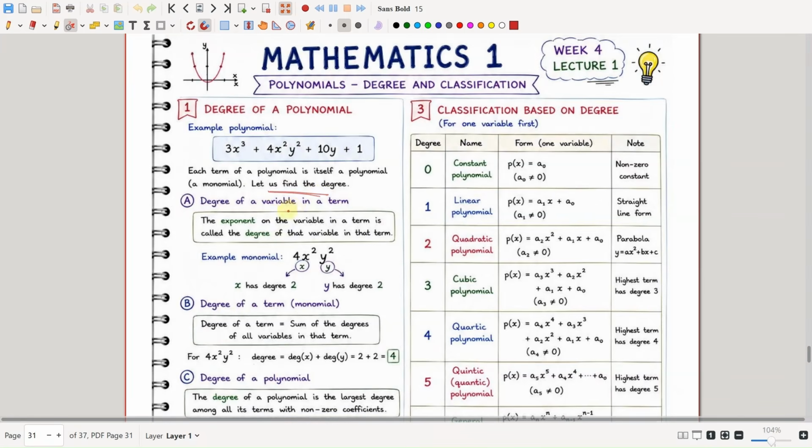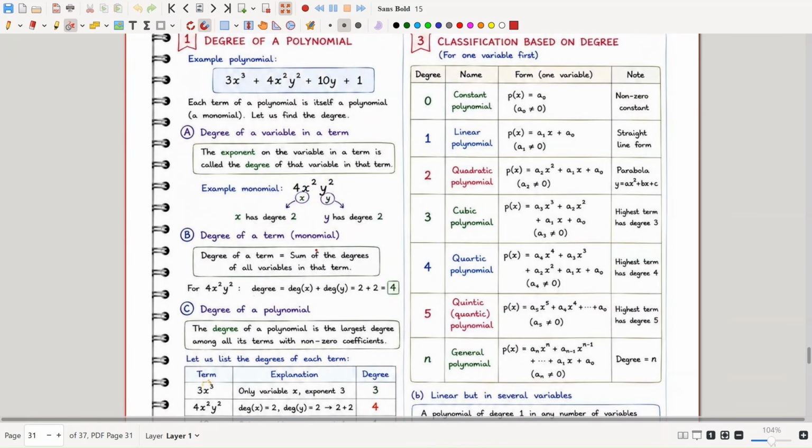The exponent on the variable in a term is called the degree of that variable in that term. See here, 4x square y square: x has degree 2 and y has degree 2. So in this term, for x the degree will be 2, and for y the degree will be 2. This is for defining the degree of a variable in a term.